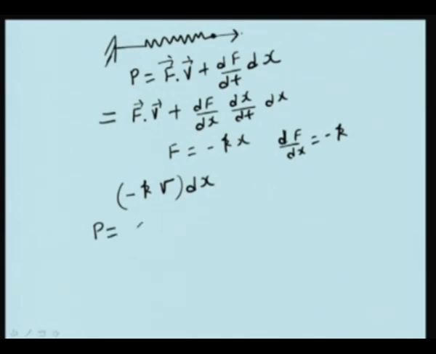case minus force into velocity, minus kx into V, plus minus kV into dx. Dx is infinitesimally small. In that case, the power will still be minus kxV. However, if the force has some singularity, in that case this term may be significant.